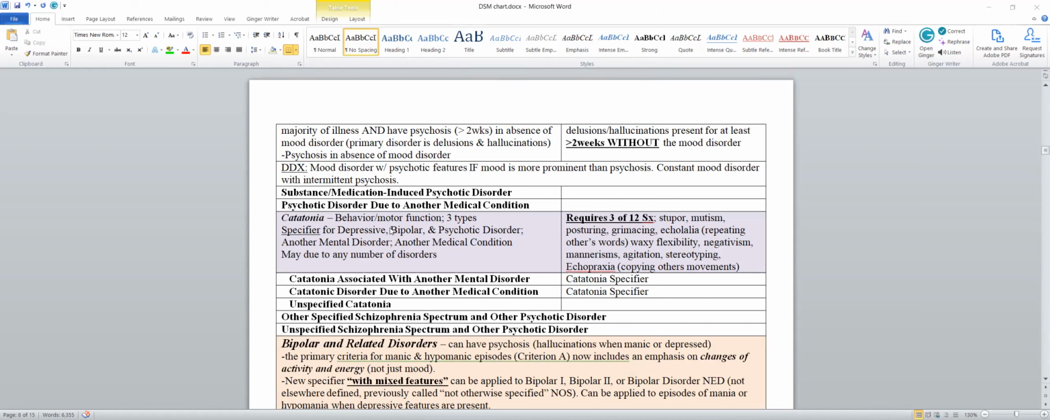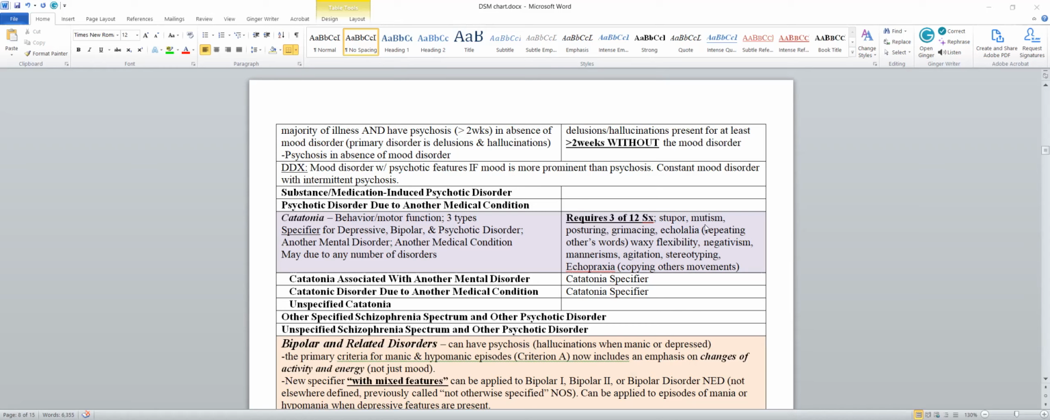behavior, motor function, there are 3 types. Catatonia is a specifier for depressive, bipolar, and psychotic disorder. It may be due to another mental disorder or another medical condition, or any number of disorders. It requires 3 of the 12 symptoms for diagnosis.